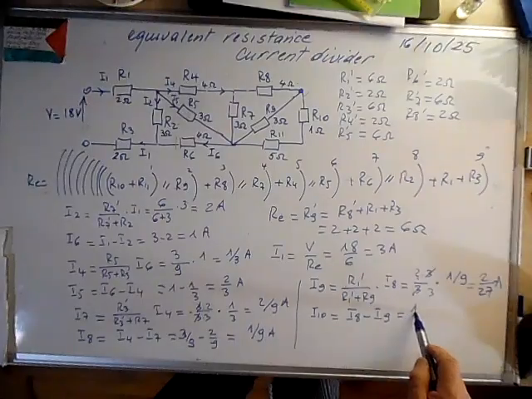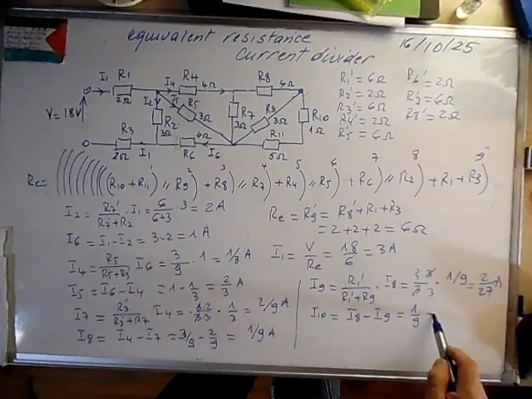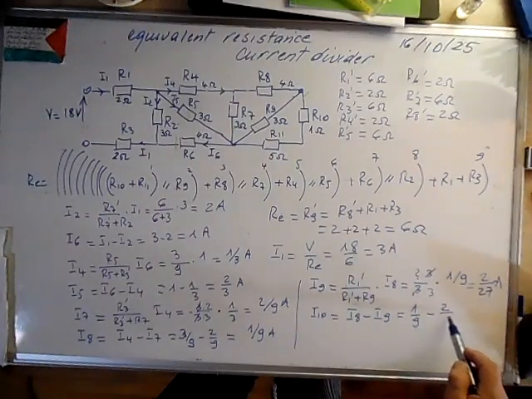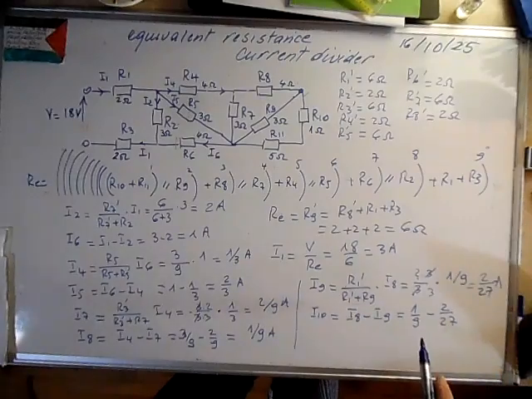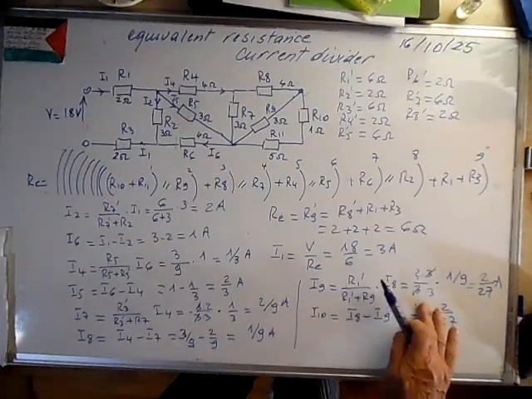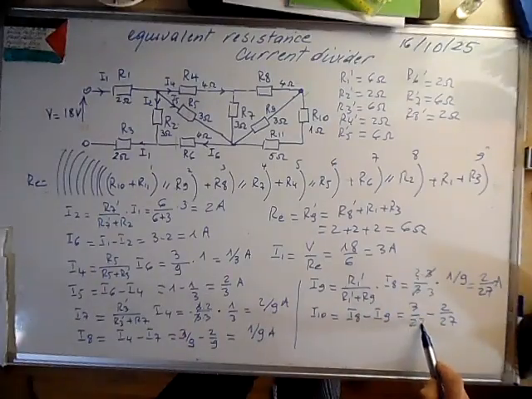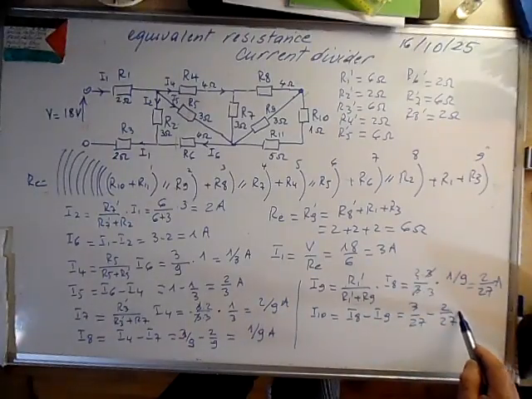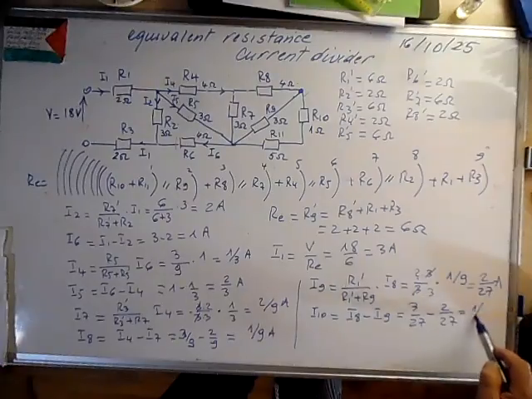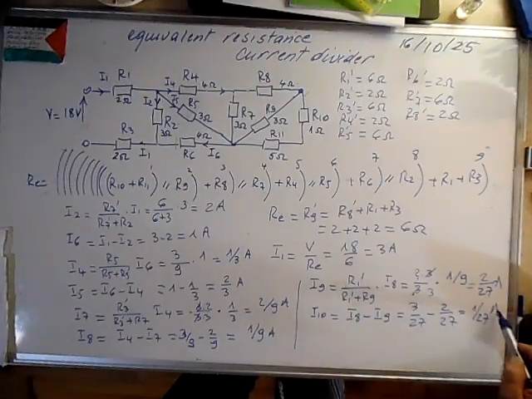I8 is 1/9 minus 2/27. Here it's 3 times 3. It's 1/27 amp. And that's it.